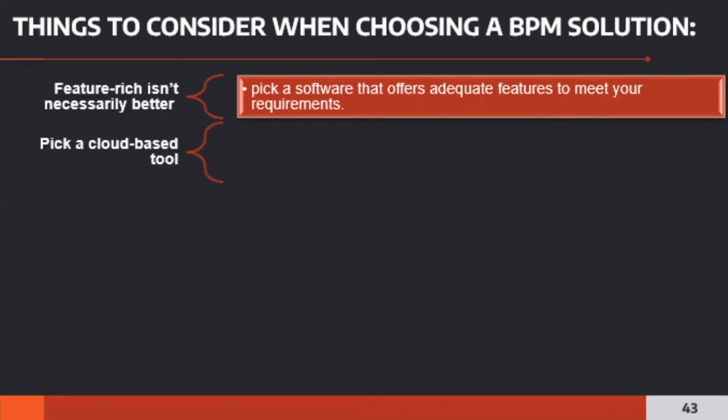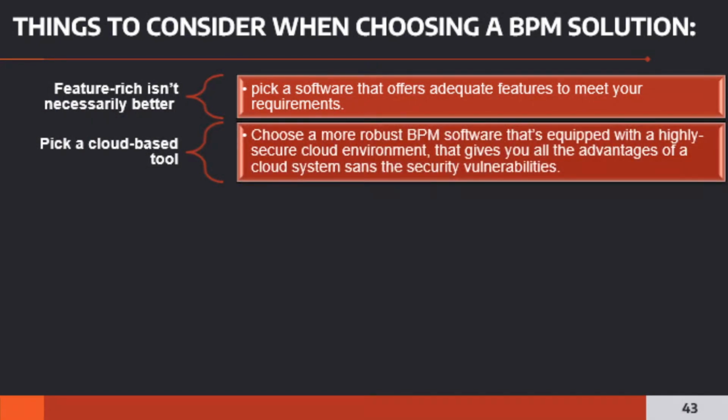Number 2, pick a cloud-based tool. Why? Because you choose a more robust BPM software that is equipped with a highly secure cloud environment that gives you all the advantages of a cloud system without the security vulnerabilities. In a cloud environment, you don't have to look at how things are done anymore. You just implement the things that you need, and let the cloud management give you the updates.